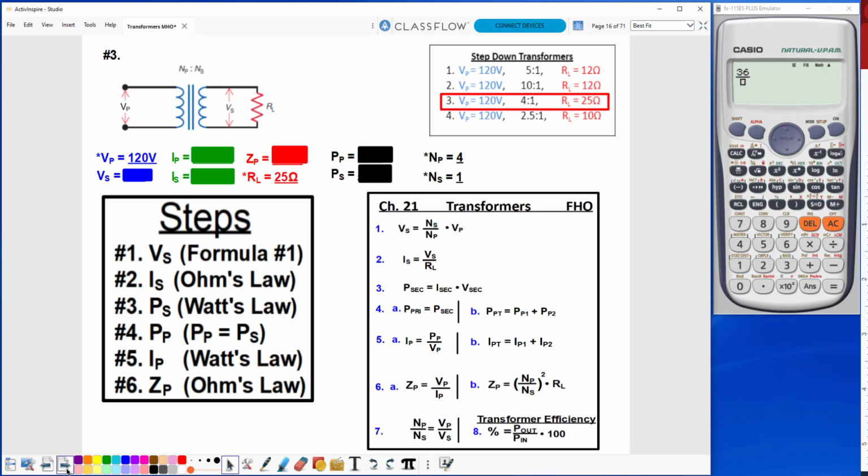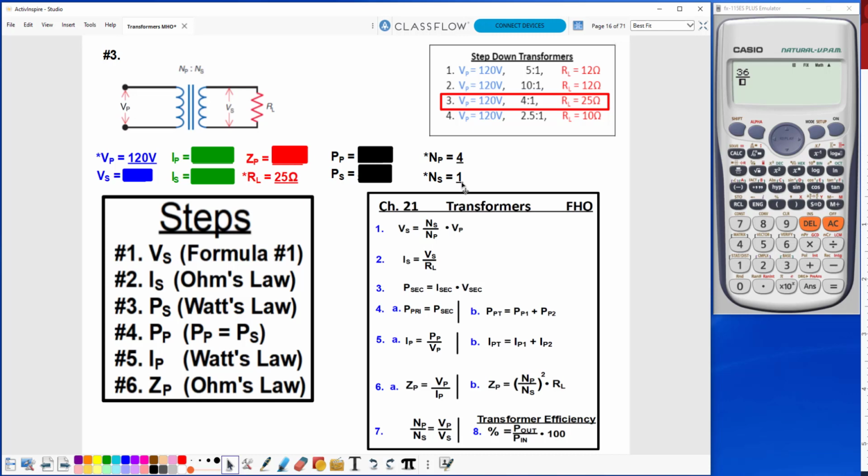So we see here our given values, and we are getting those from the Chapter 21 math handout, problem number 3. My primary voltage is 120 volts. My load resistance is 25 ohms. That's the resistance of my secondary. The number of windings of my primary is 4, and the number of windings of my secondary is 1.